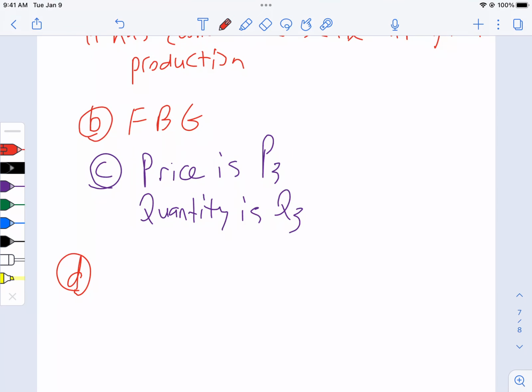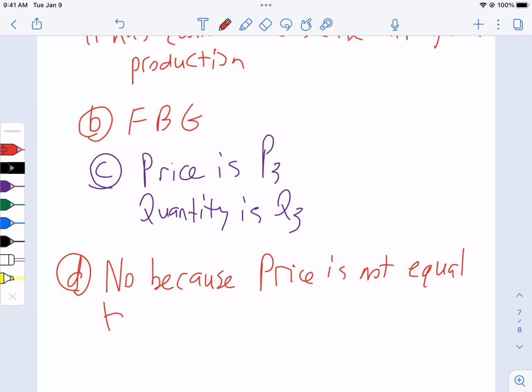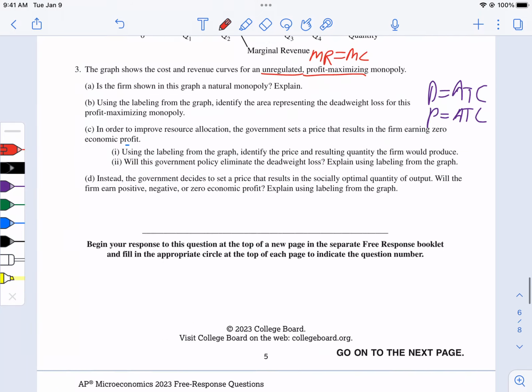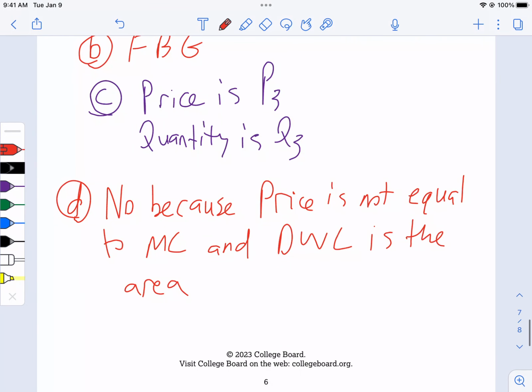So for D, you would say no, because price does not equal MC, and deadweight loss is the area CJG. So that's what I would put for D. You would say no, because the price is not equal to marginal cost, and the deadweight loss is the area CJG.